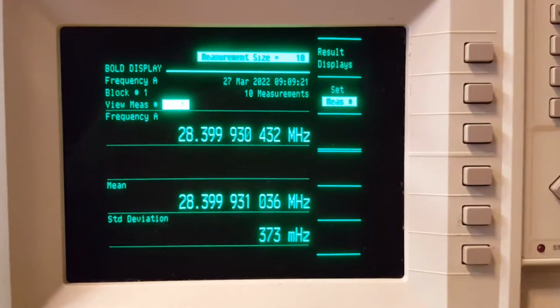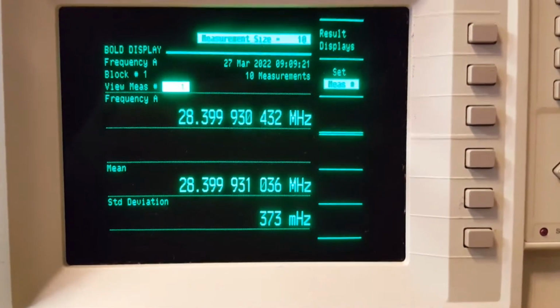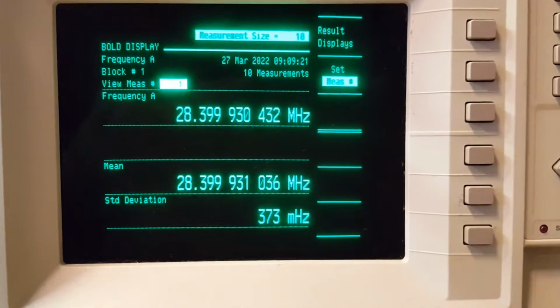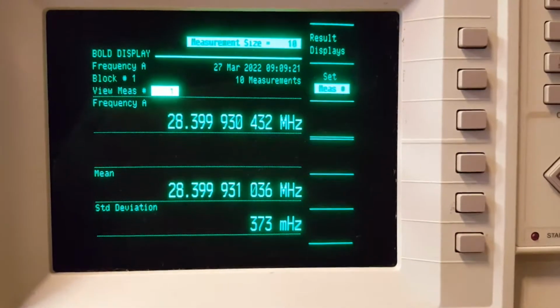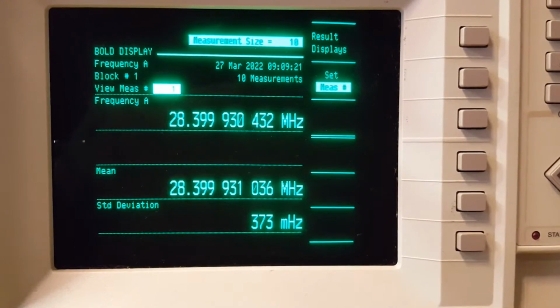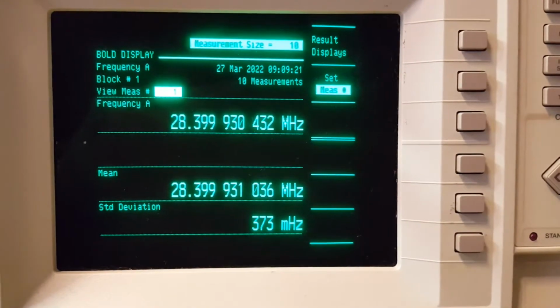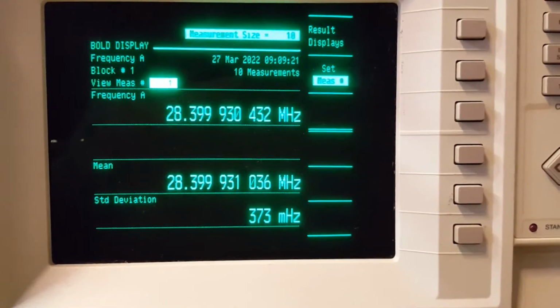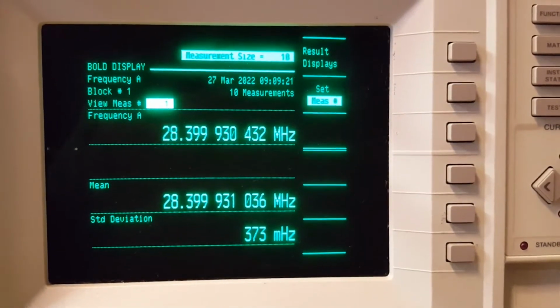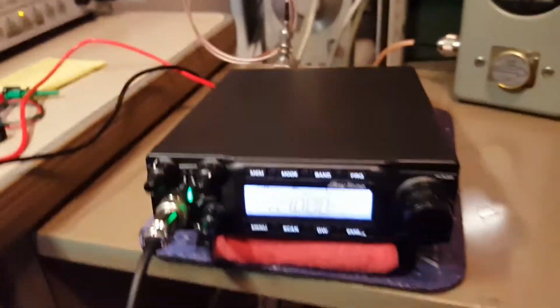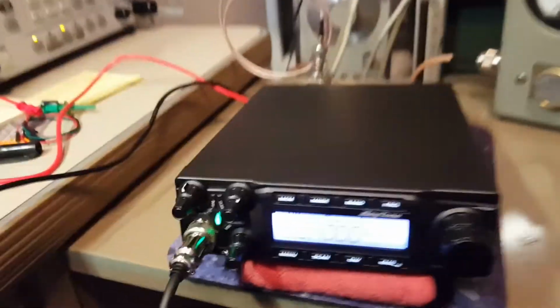Well, here's the results of a frequency measurement taken from 10 measurements. So it's running just about 70 hertz low. But during the 10 seconds that it was transmitting, it only drifted 373 millihertz. So that's pretty good as well. Not bad for a little 10 meter transceiver.